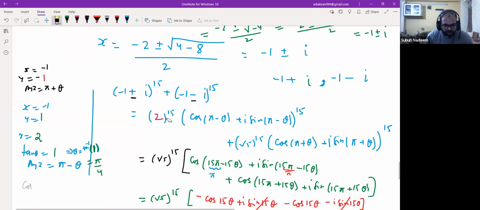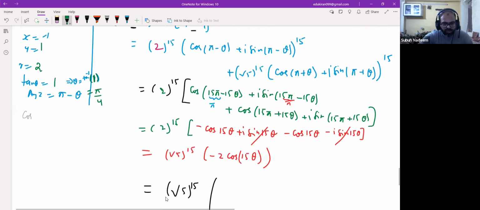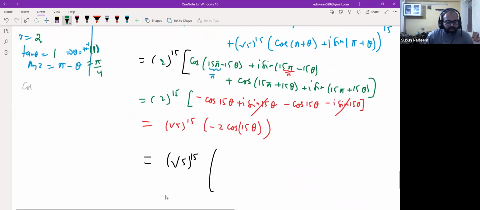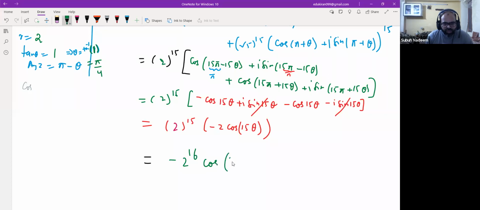This is again 2 to the power 15. This is again 2 to the power 15. And then this is again 2 to the power 15 until here. Fine. So this will become minus 2 to the power 16 cos 15 theta, and theta is pi by 4.